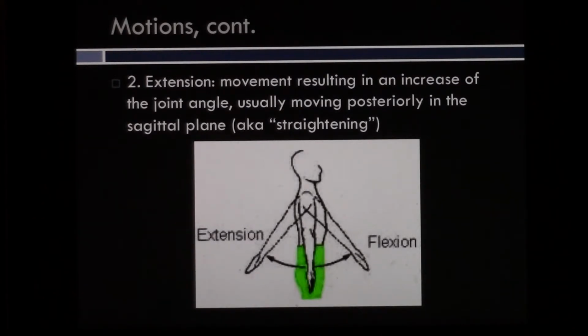Okay, so when you do extension, you move with an increase of the joint angle. So if you had your arm straight out in front of you, like we had for shoulder flexion, that would be 90 degrees at the shoulder joint. And you would increase, going back to that starting point, which is 180 degrees, so that's an increase of the joint angle. And it's usually moving posteriorly, so with the shoulder, you're moving back toward the back part of your body.